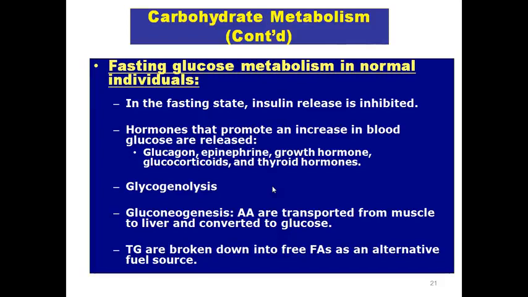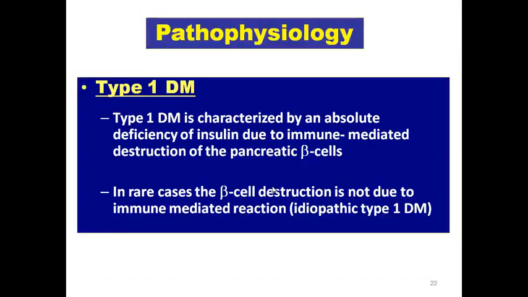There is glycogenolysis, so whatever glycogen was stored starts breaking down and is converted into glucose. Gluconeogenesis: amino acids are transported from muscles to liver and they are converted to glucose. Triglycerides are broken down into free fatty acids as an alternative fuel source. So when you don't have glucose, the free fatty acids are used, and triglycerides are the ones which are broken down for it.